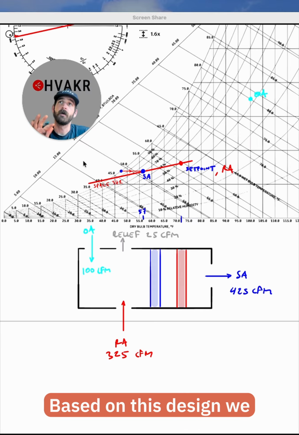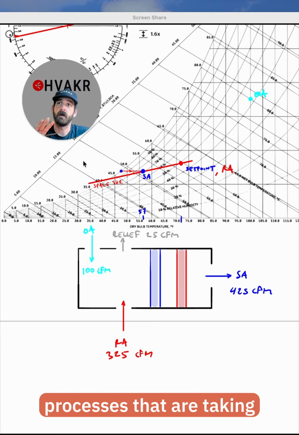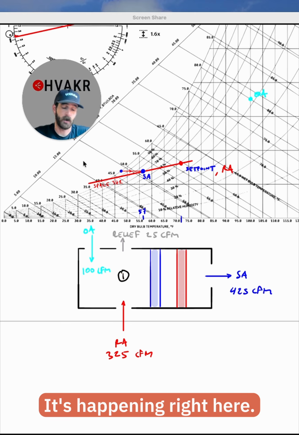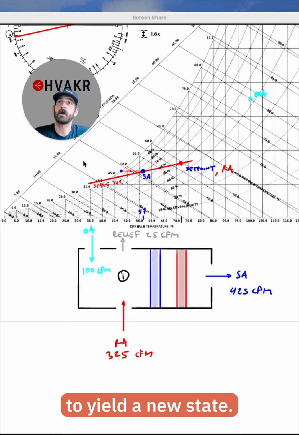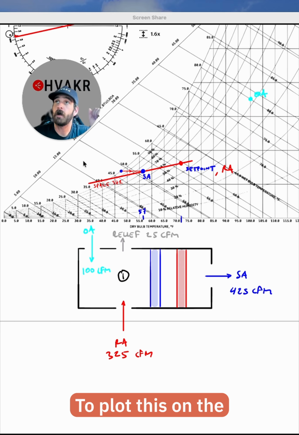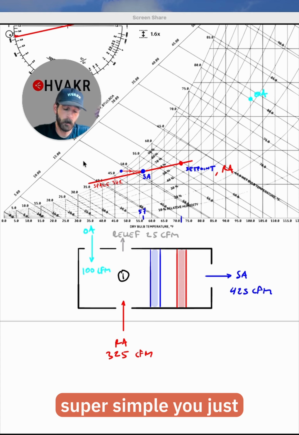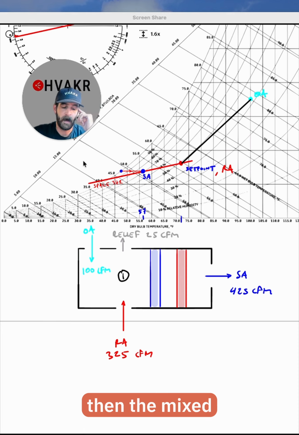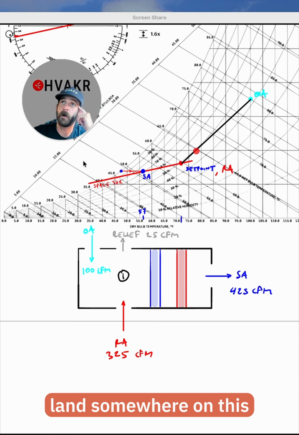Based on this design, we have three processes that are taking place. The first process is air mixing. It's happening right here. Your outside air is mixing with the return. That's going to yield a new state. To plot this on the psych chart is super simple. You just draw a line from your return state to your outside air state, and then the mixed air state is going to land somewhere on this line.